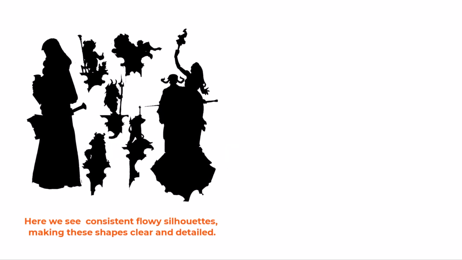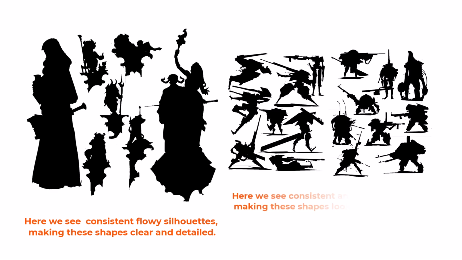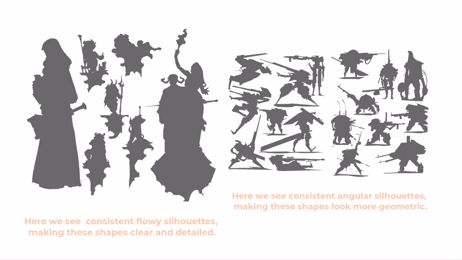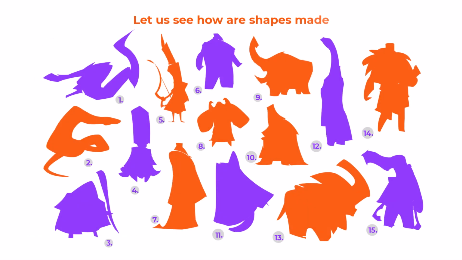Let's check these two variants. In the first example, we see consistent flowy silhouettes, making these shapes clear and detailed. On the second example, we see a consistent usage of more angular shapes, making everything more geometric. Let us see how our shapes are made.